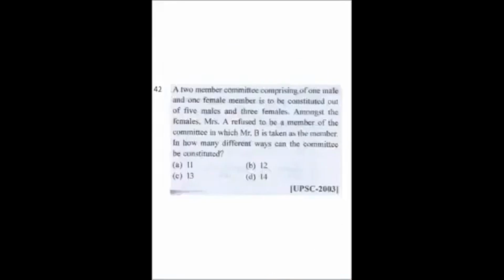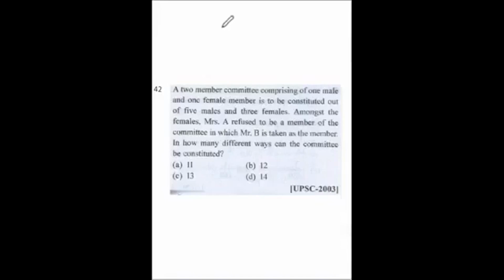A two-member committee comprising of one male and one female member is to be constituted out of 5 males and 3 females. Amongst the females, Mrs. A refused to be a member of the committee in which Mr. B is taken as the member. In how many different ways can the committee be constituted?